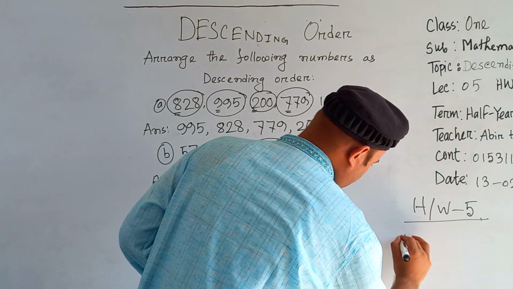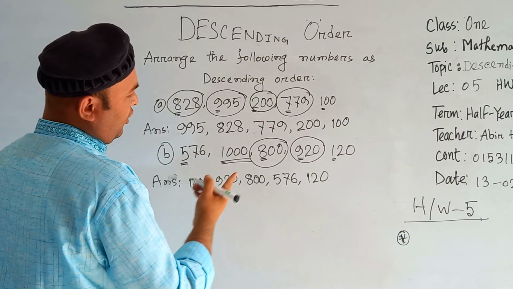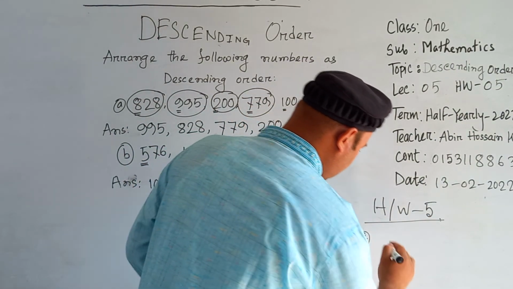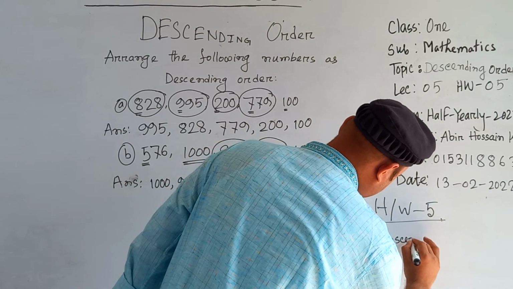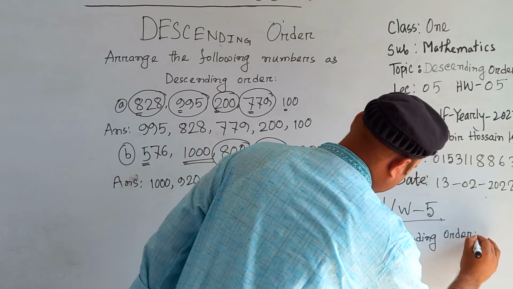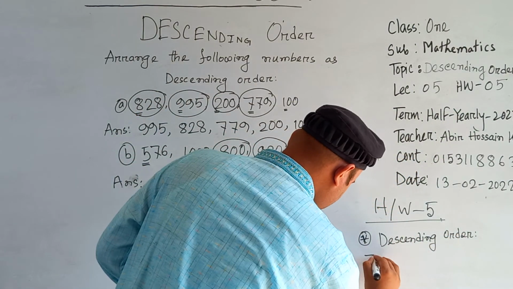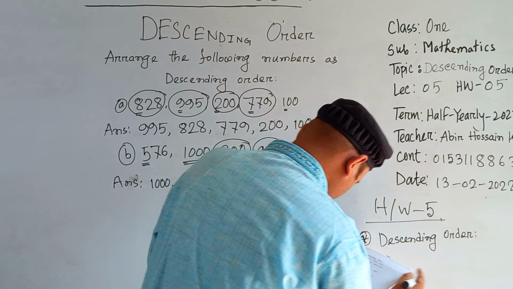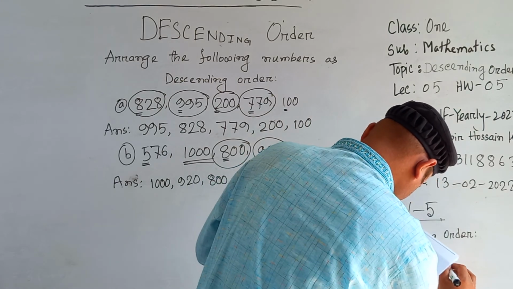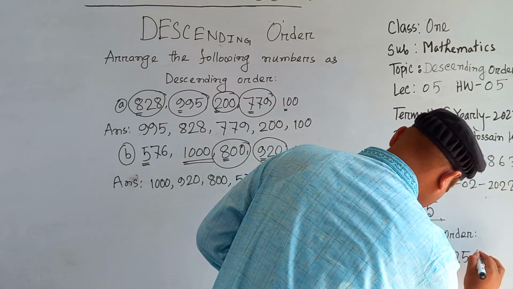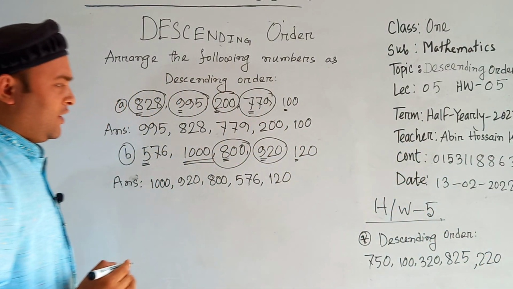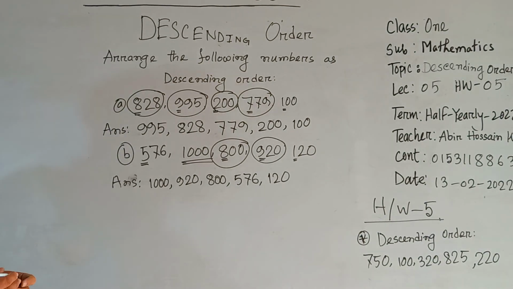Now my dear students, you have to submit your HW on your school campus. The question is 750, 100, 320, 825 and 220. You have to submit this one in ascending order at your school campus.